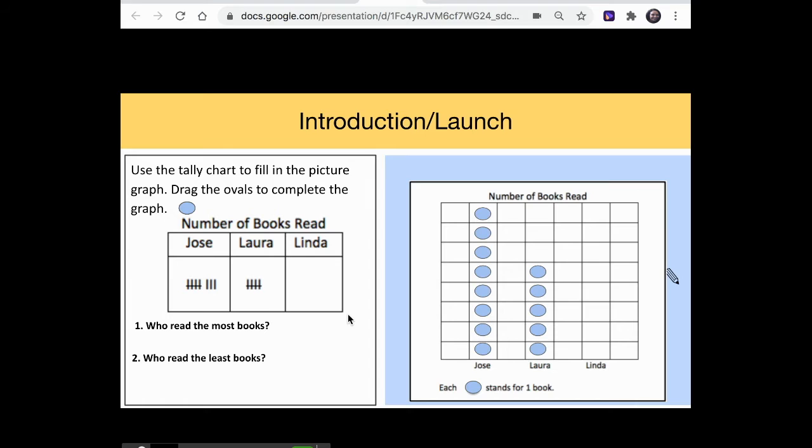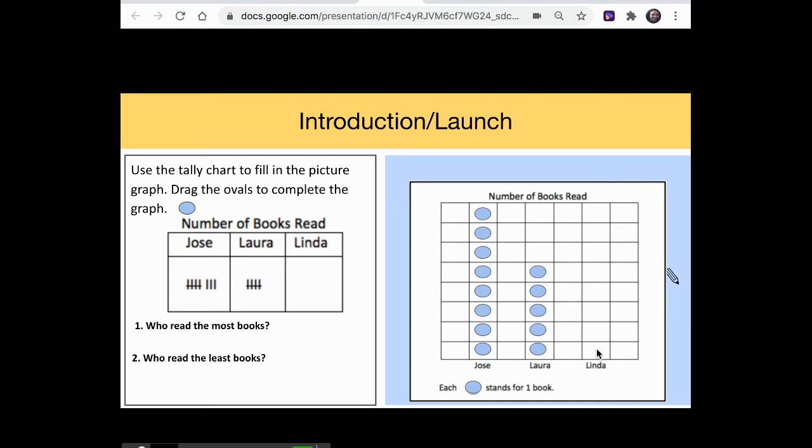Who read the least books? Again, by looking at the graph, I can see that Linda read the least number of books. Her name is here at the bottom, and she has 0 ovals. This means that she read no books.